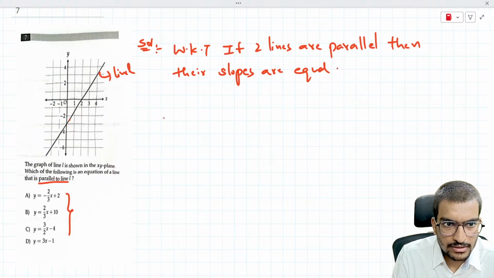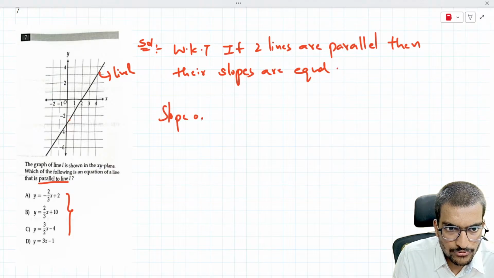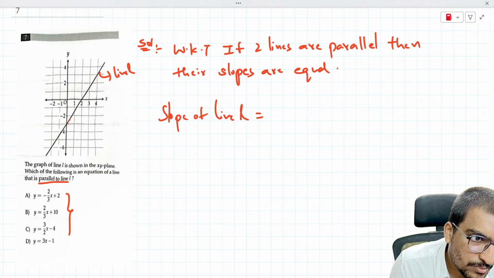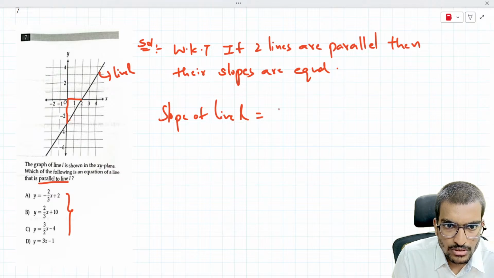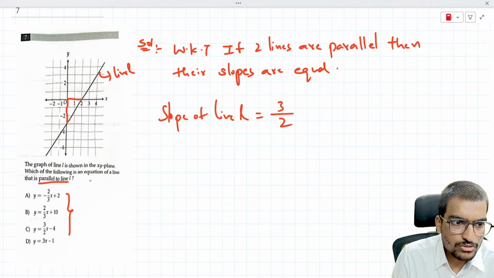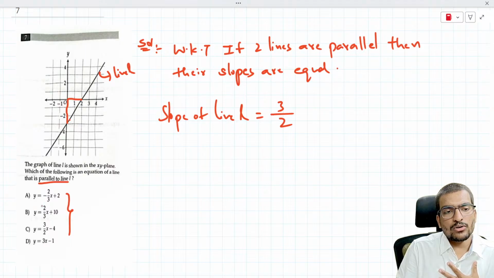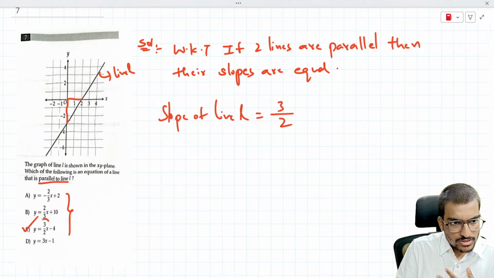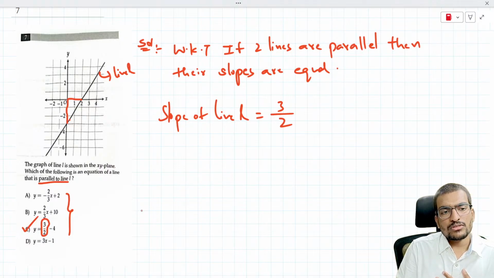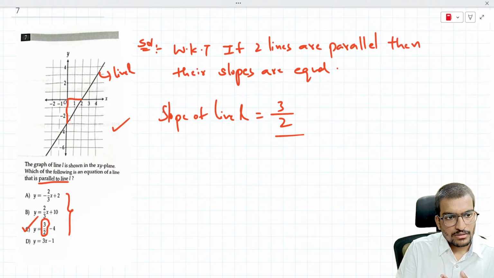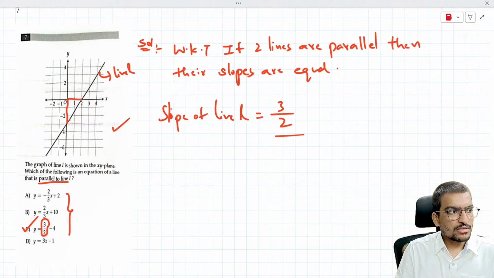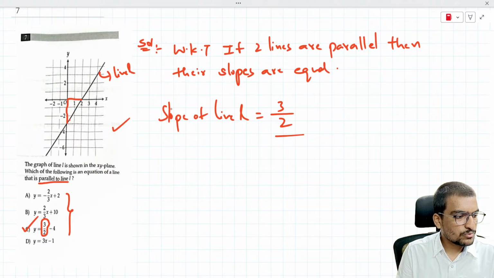Then first find the slope of line L. What is slope? Rise by run. Rise 1, 2, 3, run 2. Rise by run is 3 by 2. So which of the options out of A, B, C, D has 3 by 2? It's only option C which has 3 by 2 as its slope. So it's option C because that is the only slope matching the slope of the given line. Did you get it? Just confirm. Fine. I'll move on to the next question.